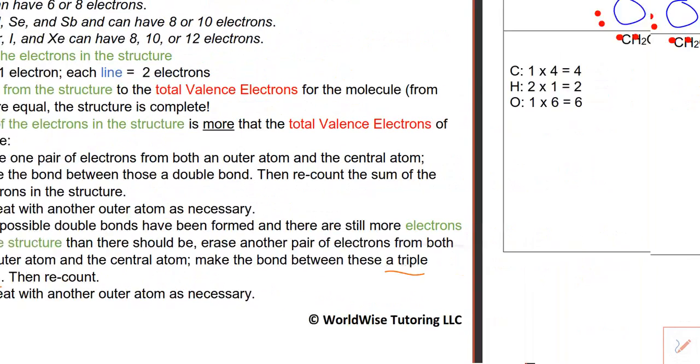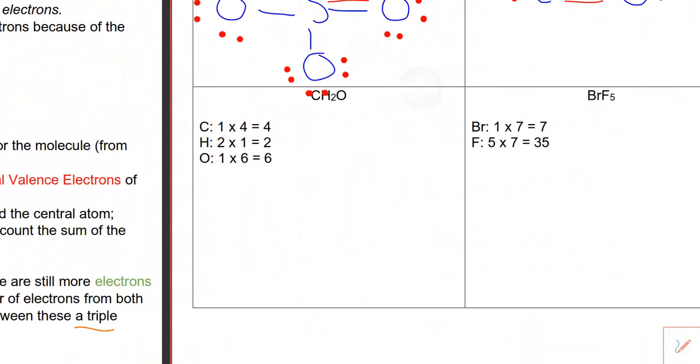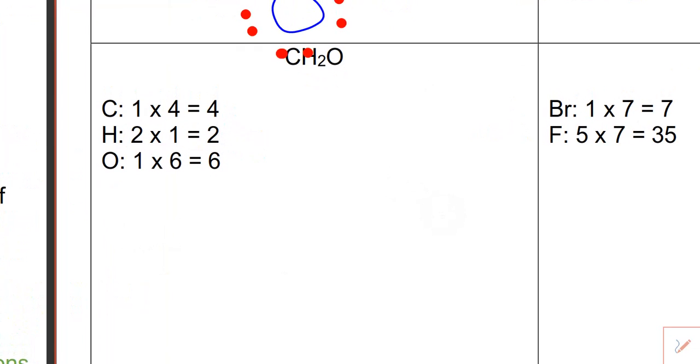And recount. All right, let's take a look at this one. Again, sorry that my dots got in the way, but that's okay. We can figure it out. It's CH2O. So carbon, there's 1 with 4 valence electrons. Hydrogen, there's 2 with 1 each. Oxygen, there's 1 with 6. Altogether, I have a total of 12 I'm working with.